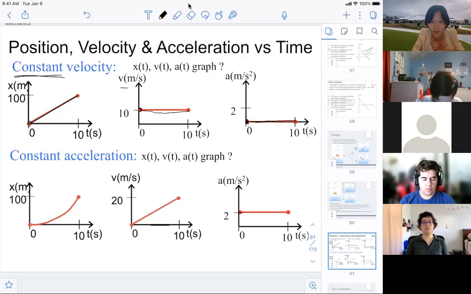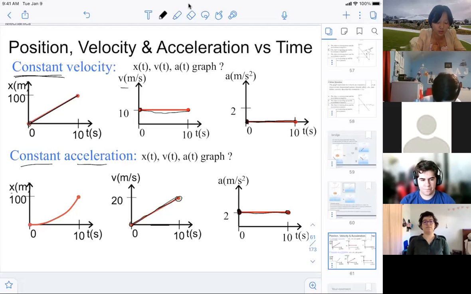The other type of motion that we deal with a lot in this class is constant acceleration. So acceleration is a constant. You can see that acceleration is a flat line, it doesn't change with respect to time. But that shows your velocity would have a steady slope. So velocity would be a straight line going up, right?